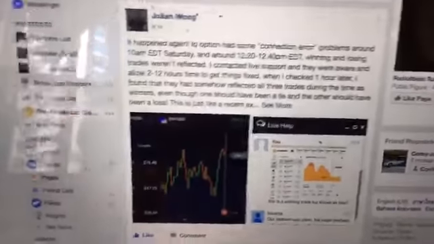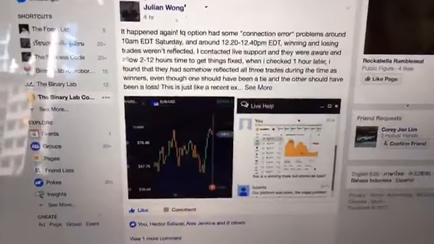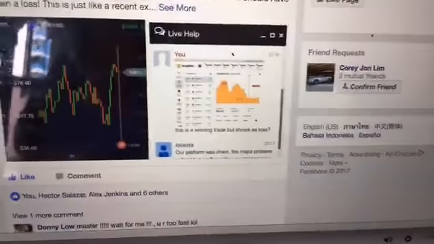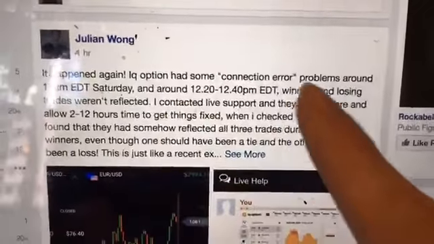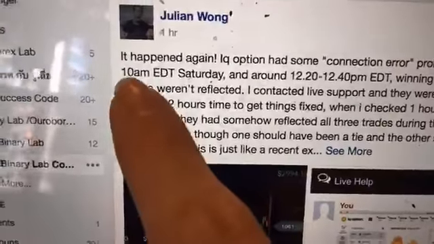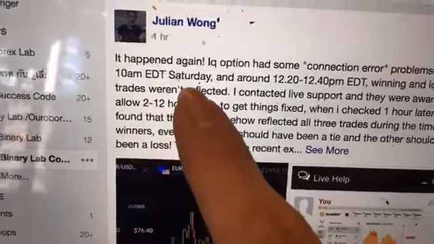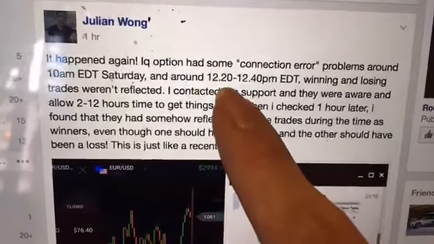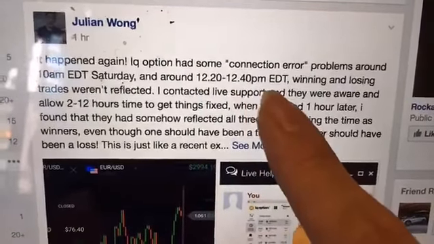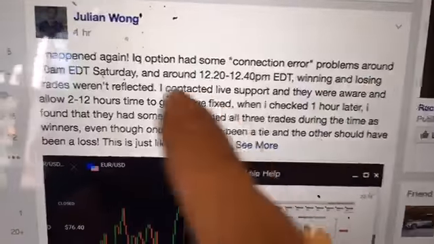This is a screen capture. I've put these screen captures inside of my group. So basically, I want to show you about this thing. It happened again. They had connection error problems around 10 a.m. EDT Saturday, and around 12:20 to 12:40 p.m. EDT, winning and losing trades weren't reflected.